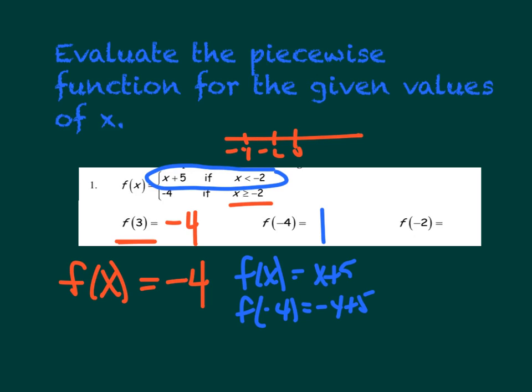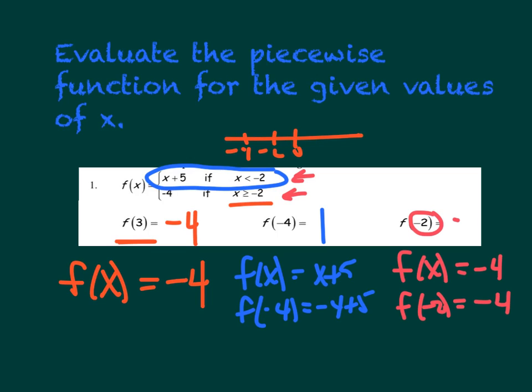Last one, we're going to evaluate f of -2. Now, which function actually uses -2? The one that's less than or the one that's greater than or equal to? Well, it's the one that says equal to. So I'm going to use the function f of x equals -4. And again, is there any place to plug the -2 in? There's no place to even put -2, so my answer will just always be -4.